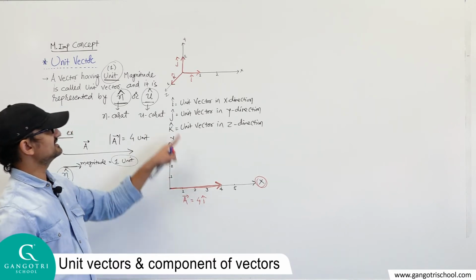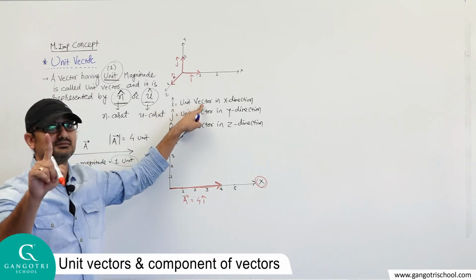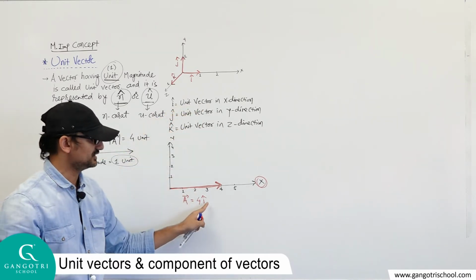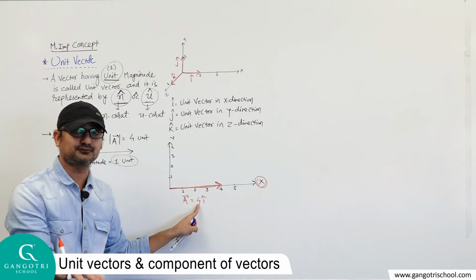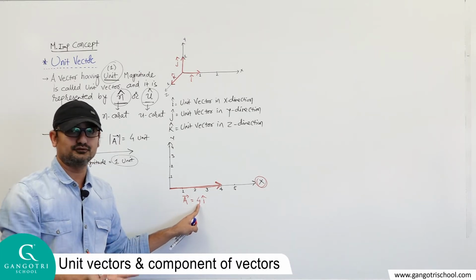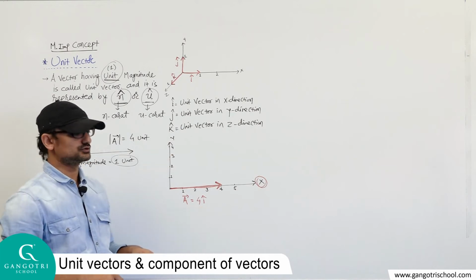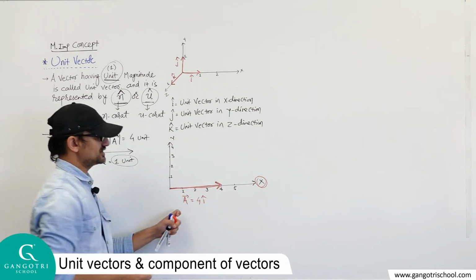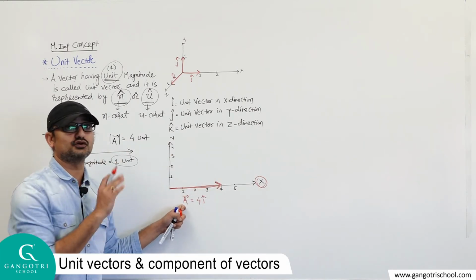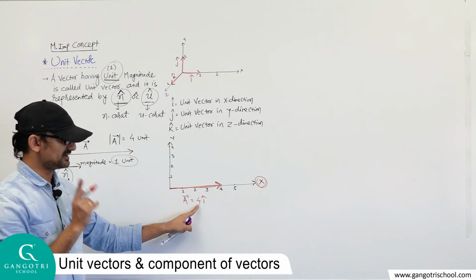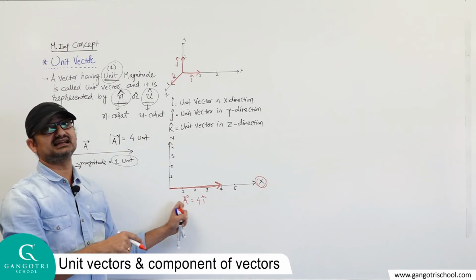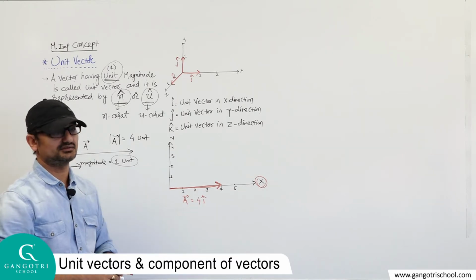And i caret is actually the unit vector. Unit vector means its magnitude is 1. Now 1 times 4 is always 4. 4 times 1 is 4. But i caret represents the direction also. So this becomes the equation of vector A. Vector A is equal to 4 i caret. 4 is the magnitude. i caret represents that vector A is in the x direction.